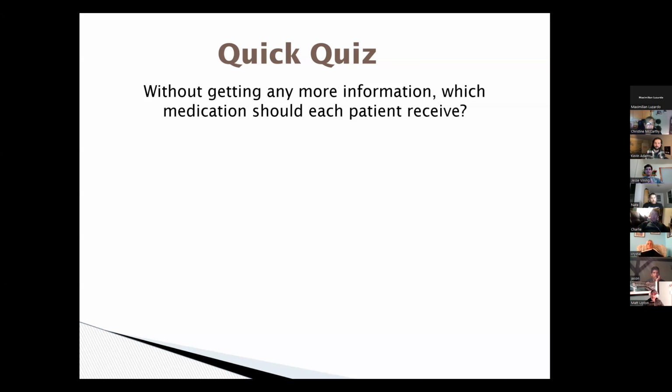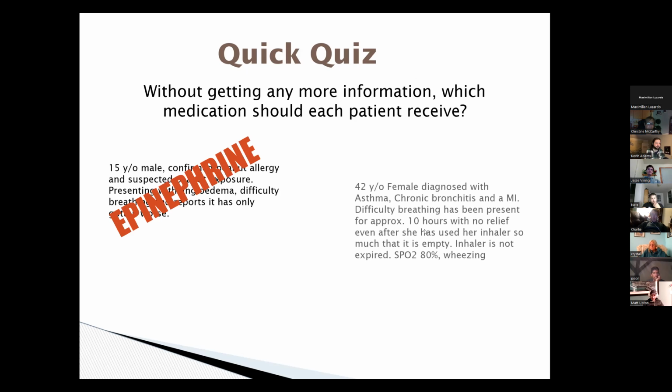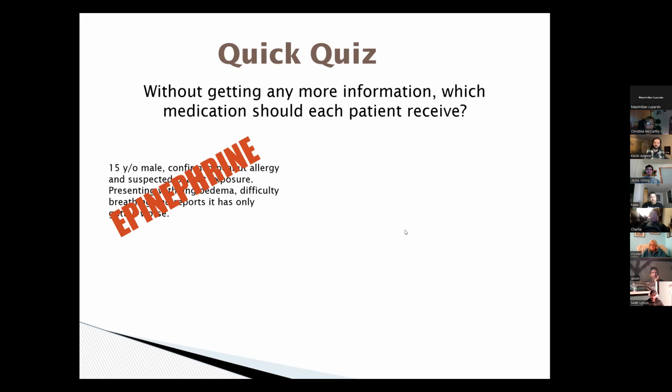Okay. First one, 15-year-old male, confirmed peanut allergy and suspected peanut exposure, presenting with angioedema, facial swelling, difficulty breathing, and it reports it has only gotten worse. What medication does he need? Epinephrine. Good. Yeah, epi. Great. So we wouldn't really need to check his vital signs. He needs epi, a life-saving intervention.